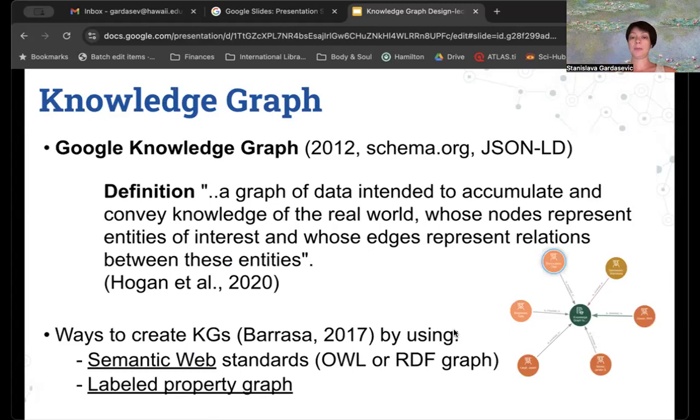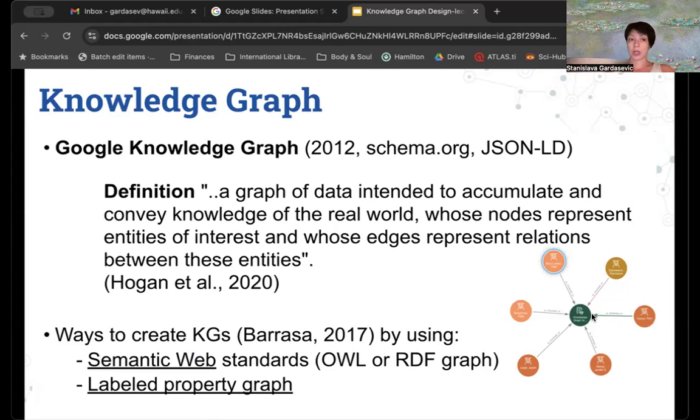So, what is a knowledge graph? Knowledge graph is a term that was popularized in 2012 by Google when they introduced their schema.org. And one of the definitions is that it's a graph of data intended to accumulate and convey knowledge of the real world, where nodes are entities of interest and edges are relationships between these entities.